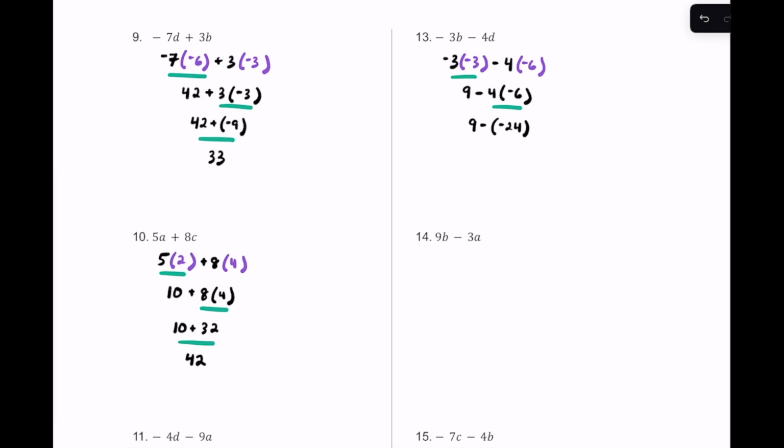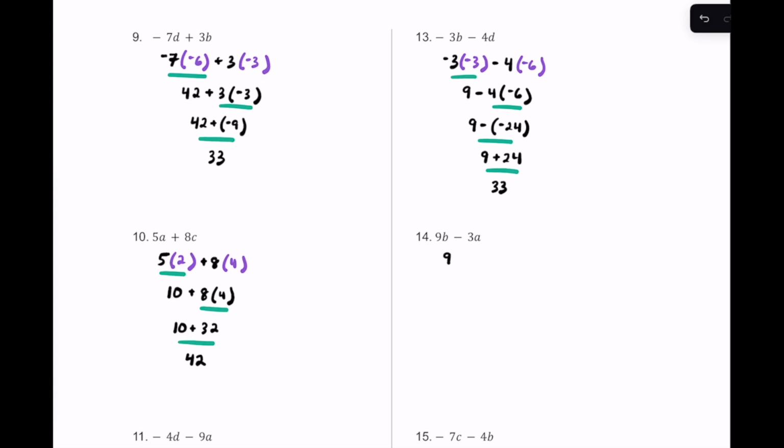Now keep in mind that when we are taking away a negative, we can just rewrite this as an addition problem as well. So instead of saying 9 minus negative 24, this is the same thing as 9 plus a positive 24. So just rewriting that if that helps, and that's going to equal 33. All right, so again, taking away a negative is the same as adding the positive of the second number, or adding the opposite. For number 14, we have 9b minus 3a, so it's going to be 9 multiplied by b.